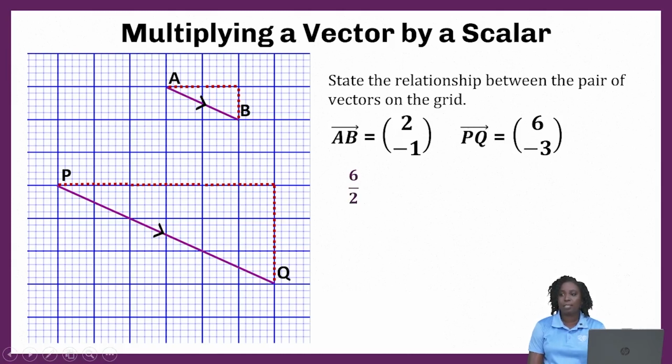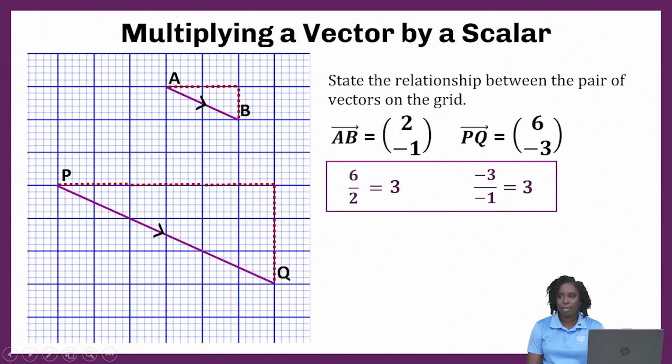And so if I take the numbers in the similar positions for each vector, 2 and 6 are in the same position. And so if I divide 2 into 6, I get 3. And I can do the same for the second position. So negative 3 divided by negative 1, negative into negative is positive, and 1 into 3 is 3. So it's safe to say that PQ is 3 times AB. Let's check. 3 times AB was (2, -1). 3 times 2 is 6. 3 times negative 1 is negative 3. And there we have PQ.